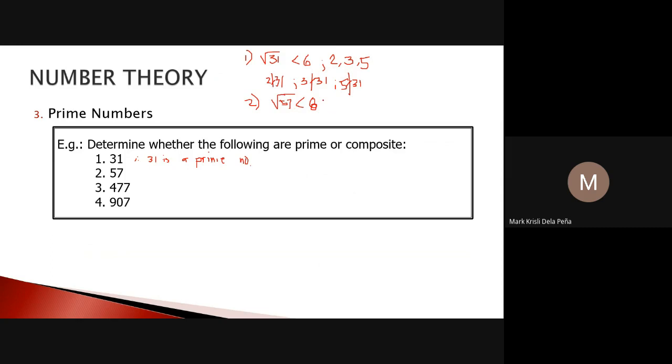So what are the prime numbers less than 8? 2, 3, 5, 6 is not prime, so we'll go to 7. So there are 4 prime numbers less than 8, 5 including 1, but we will not include 1 here. So we'll check. Does 2 divide 57? Of course not. 2 only divides even numbers.